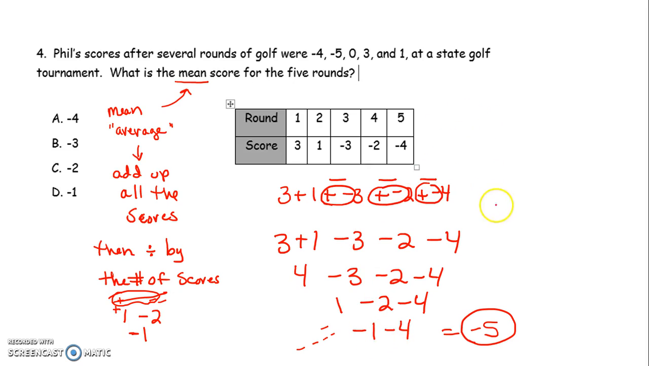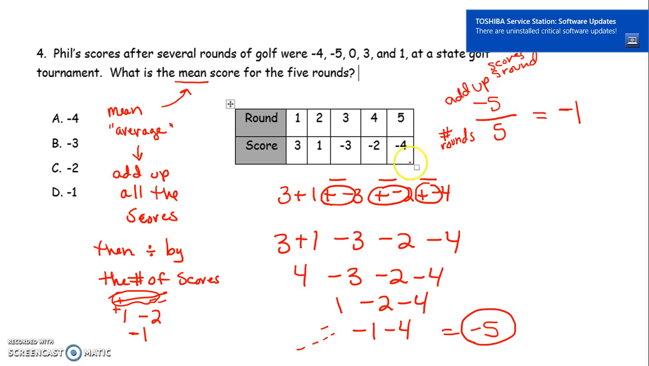So now to actually find the average, I have to take his score for the 5 rounds. So this was what we got when we added up the 5 rounds, his scores from the 5 rounds. Then we have to divide by the number of rounds he played. And he played 5 rounds. Negative divided by a positive is a negative. 5 divided by 5 is 1. So that means on average, his score was about 1 under par.